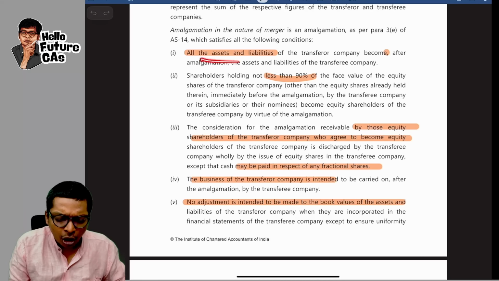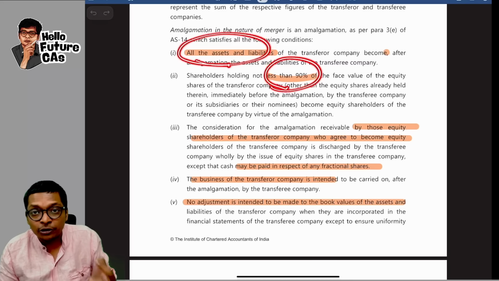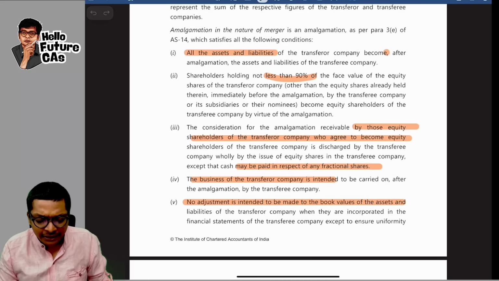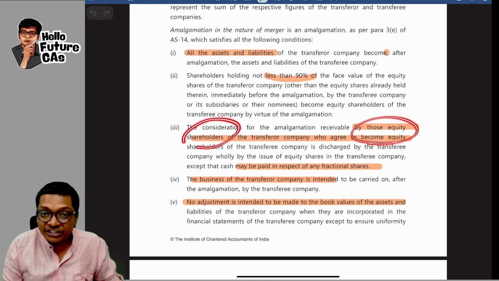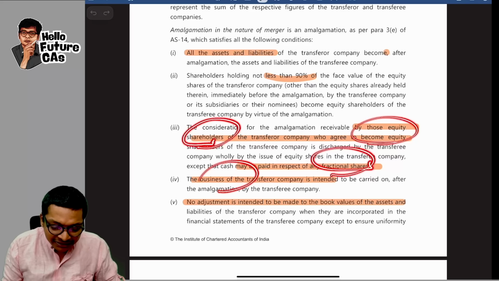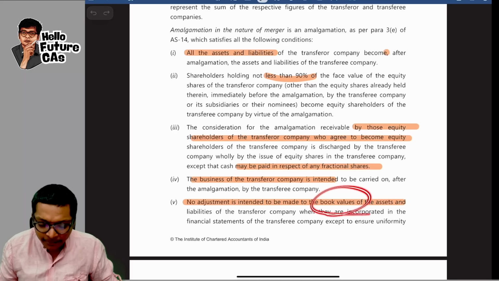The summary is, if it's a merger, all assets should be taken over. At least 90% of shareholders should become shareholders of the new company. And the next one is, the consideration should be given only in the form of shares. For fractions, you can give cash, guys. The same business should be transferred to the other company and no other adjustment should be made in book value.